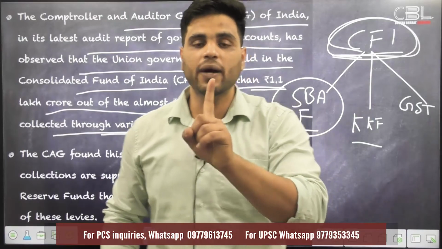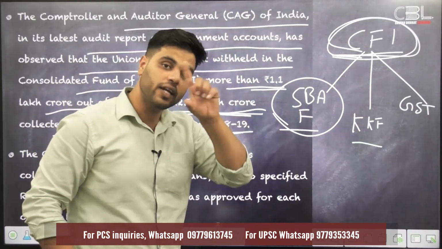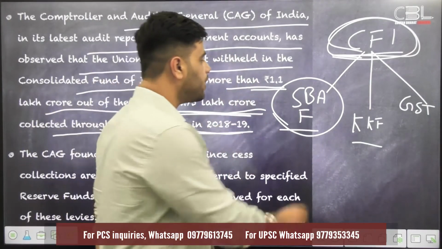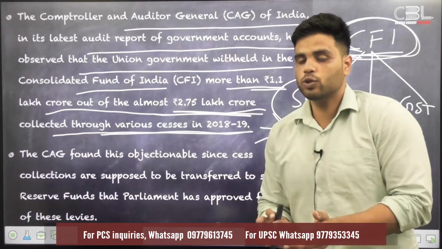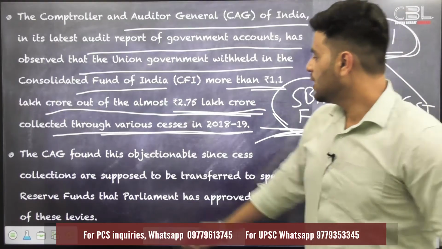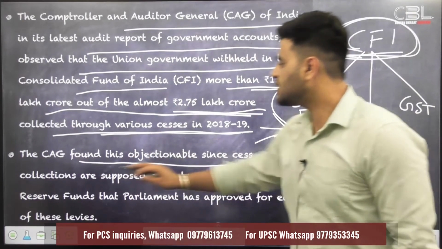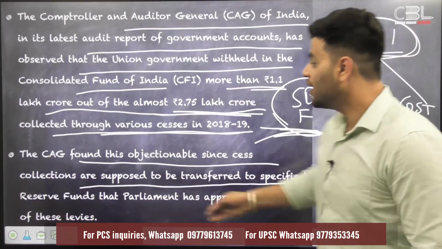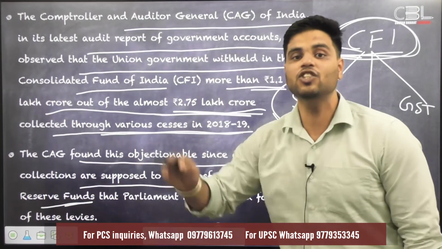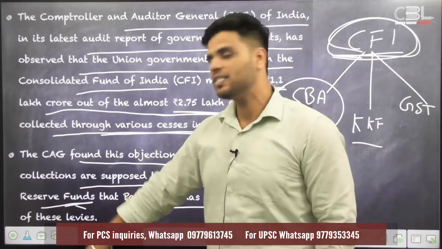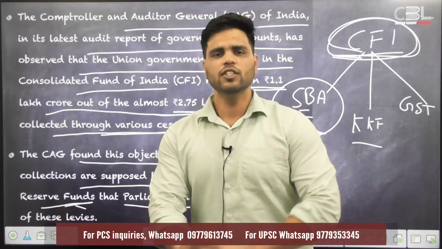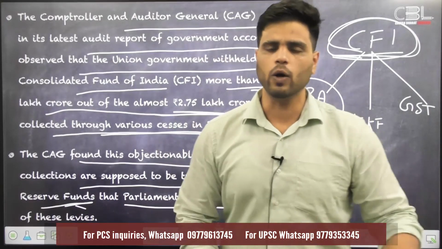If a government collects money through a particular cess, that entire amount should be spent to that particular scheme. Okay, so what government did according to CAG was a little bit illegal. CAG found this objectionable since cess collections are supposed to be transferred to specified reserve fund like GST compensation fund, okay, that Parliament has approved for each of these levies. All right, so this is what the controversy is all about.